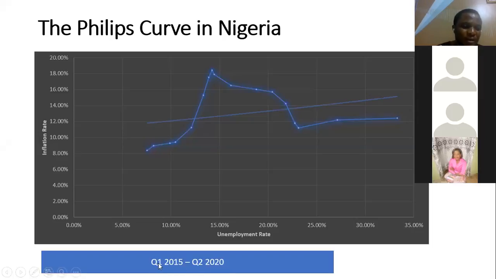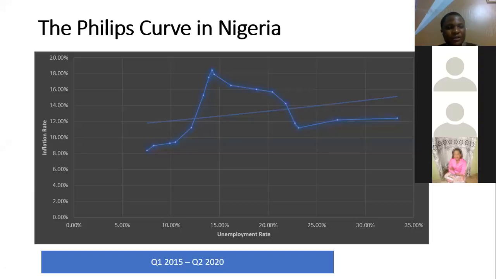Now, I did the one for Nigeria, and look at what I found in Nigeria. I used between the first quarter 2015 and the second quarter 2020. So between 2015 to 2020, okay? That's about 4 quarters per year, 15, 16, 17, 18, 19. So that's about 22 data points, because it ends in the second quarter 2020, 22 data points.